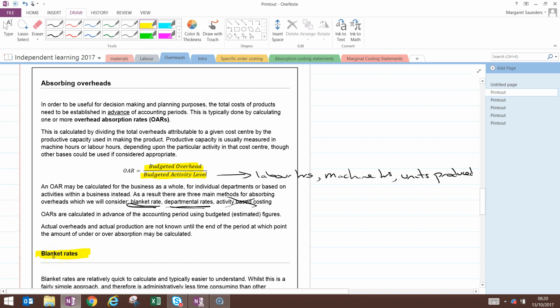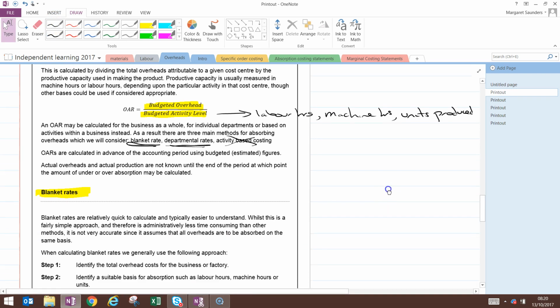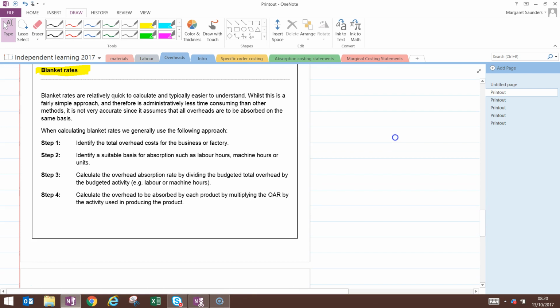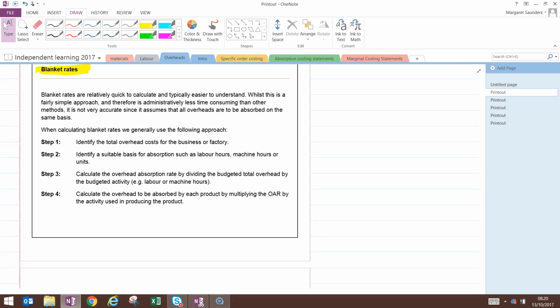So this is a rate for the whole business. There are a number of steps that we will go through. First is to identify the total overhead costs. Remember, these must be budgeted. That's important. Then decide what basis we're going to use. So what is going to be the budgeted activity level? Are we going to be using labour hours, machine hours, units, or something else?